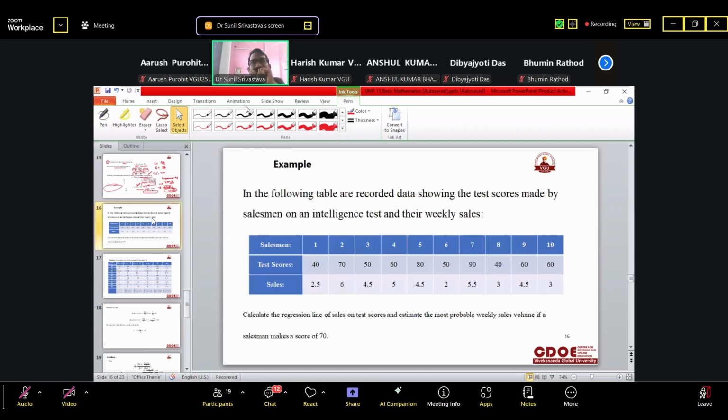Now we have another example to describe things in a more suitable way. In the following table, recorded data show the test score made by salesmen on an intelligence test and their weekly sales. There are 10 salesmen, 1 to 10. The test score is 40 and the sales is 2.5. Now we have to calculate the regression line of sales on the test score and estimate the most probable weekly sales volume if a salesman makes a score of 70.